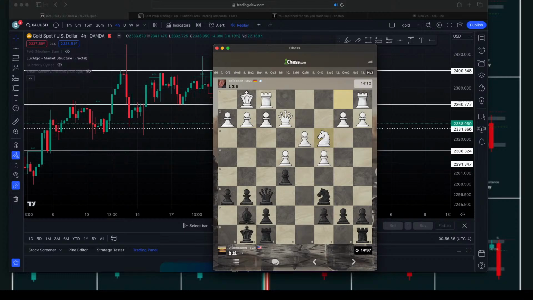So yeah, that's my plan: to hopefully take the funded payout and then trade with my own capital.